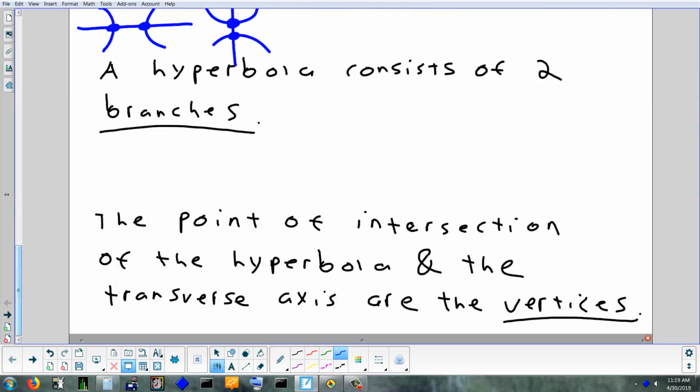So the point where the transverse axis hits the hyperbola, those are your vertices. Yesterday, the way we said it, the point where your major axis hits your ellipse, those are your vertices. So it's the same definition, it's just using the words from today instead of yesterday. Okay, so a lot of vocab up front, but then after that we'll do more calculations.